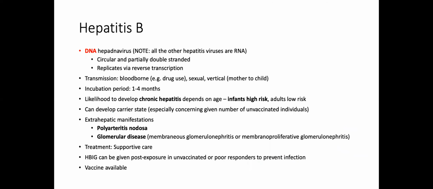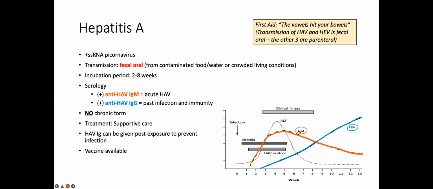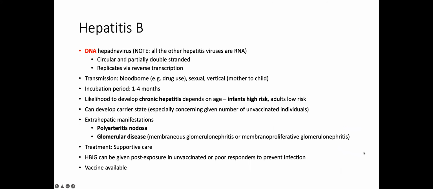Okay, hepatitis B is going to be a DNA hepadnavirus. Remember the last one we said was hepatitis A, it's an RNA virus. Hepatitis B is DNA. It's going to replicate via reverse transcription. It's circular and partially double-stranded DNA. Transmission is going to be bloodborne, sexual, and vertical, like from mother to child.